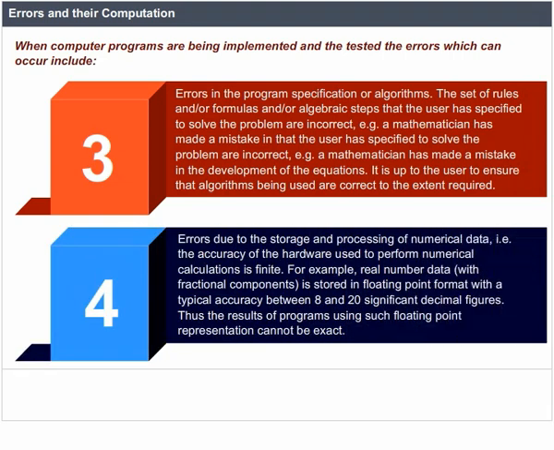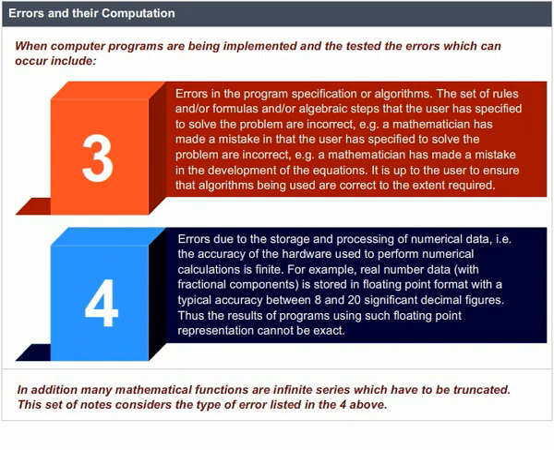Number 4, errors due to the storage and processing of numerical data, that is, the accuracy of the hardware used to perform numerical calculations is finite. For example, real number data with fractional components is stored in floating point format with a typical accuracy between 8 and 20 significant decimal figures. Thus, the results of programs using such floating point representation cannot be exact. In addition, many mathematical functions are infinite series which have to be truncated. This set of notes considers the type of error listed in point number 4 above.